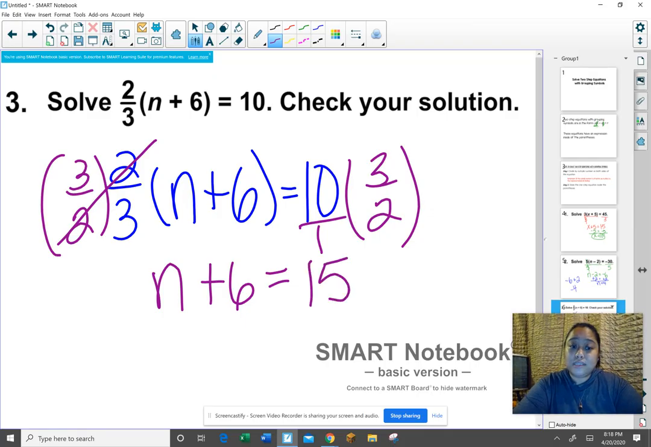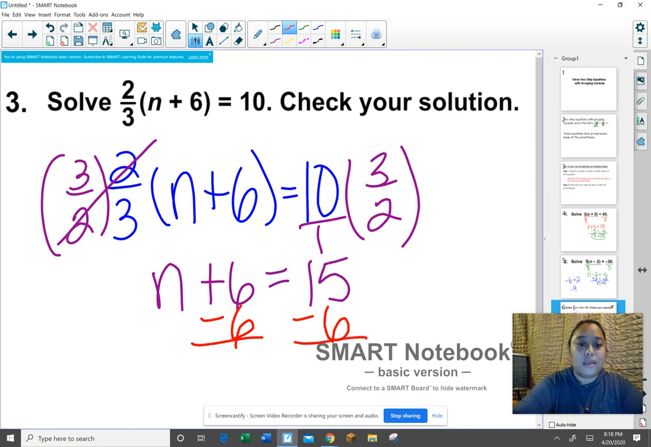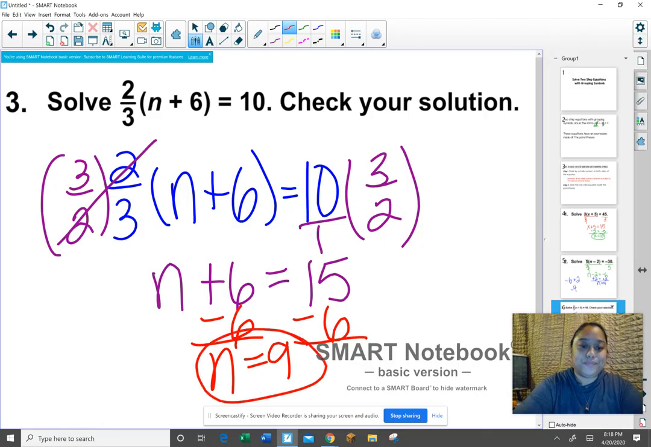So now I'm just going to solve this equation, n plus 6 equals 15. And I'm going to do that by subtracting 6, the opposite operation. So now n is going to equal 9.